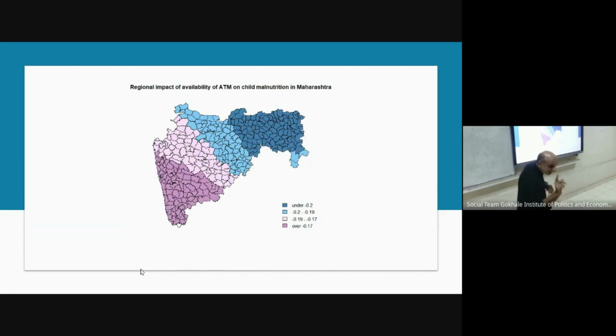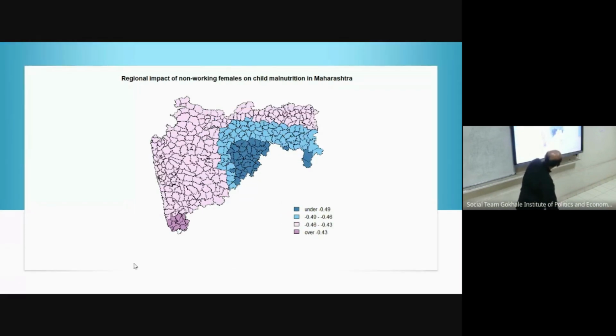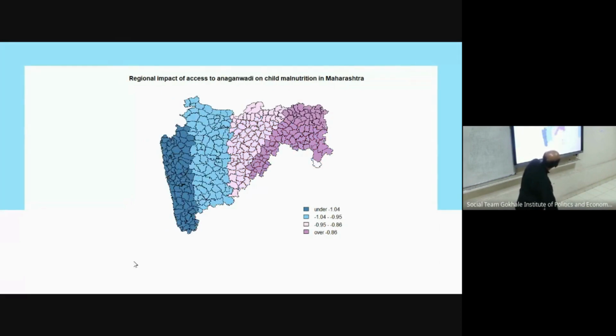Access to ATMs, financial inclusion, is useful for reducing malnutrition. Similarly, availability of banks also reduces malnutrition. Everywhere else, access to banks has an impact, but the strongest impact is in this part, which is really financially excluded. Non-working women also reduce malnutrition in a similar way. Access to Anganwadis obviously reduces malnutrition in the same way.